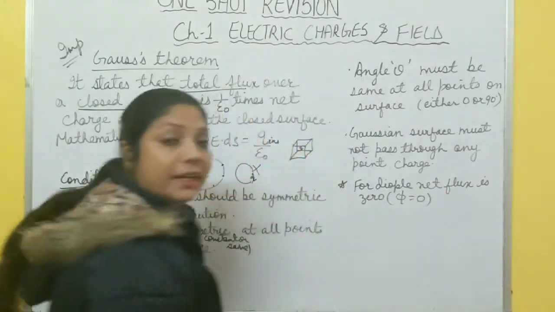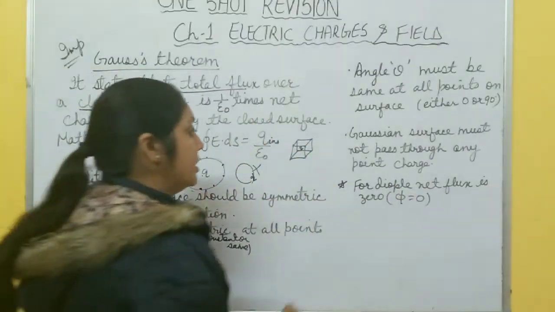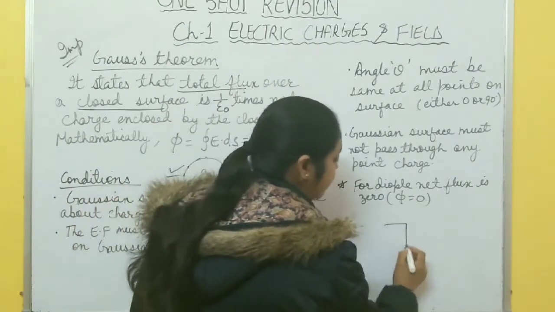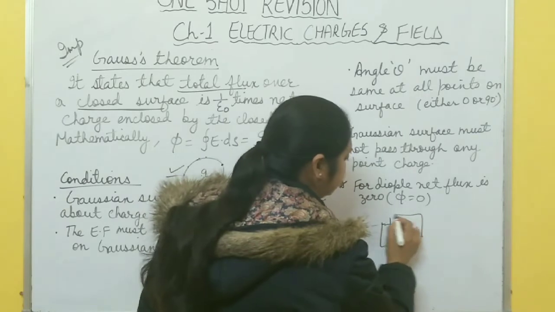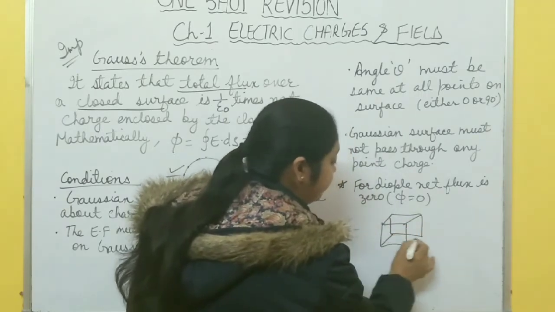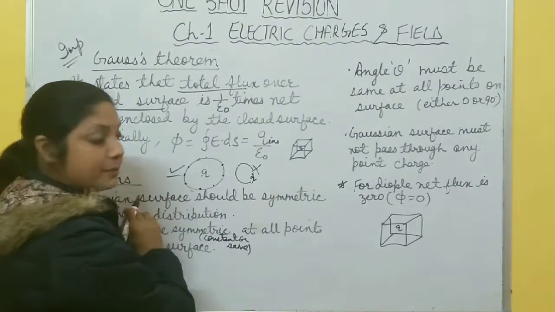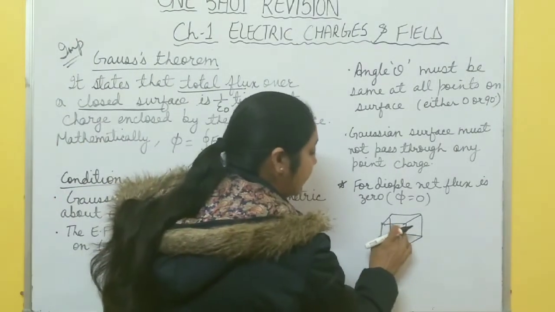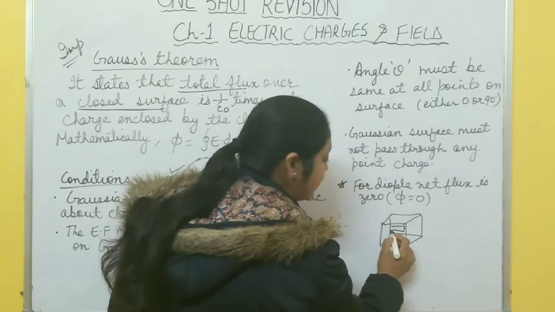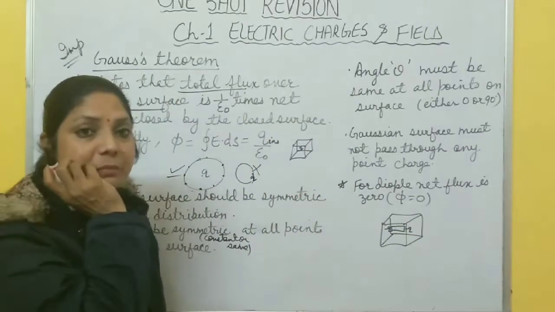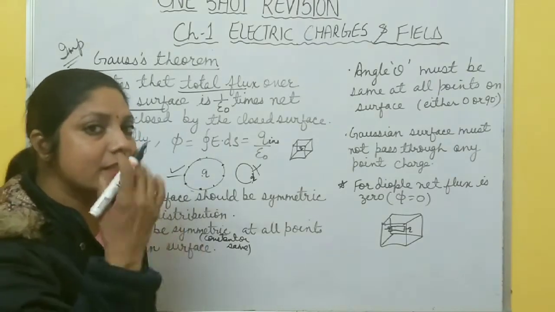One more thing you must remember, it may come in 1 mark questions generally. For a dipole, net flux is always 0. Suppose a dipole is placed inside this cube. This is a cube, right? If charge q is placed, then total flux is phi equal to q by epsilon naught. But if a dipole is placed inside this cube, the dipole has charge, total charge how much? Minus q and plus q. It means total charge is 0.